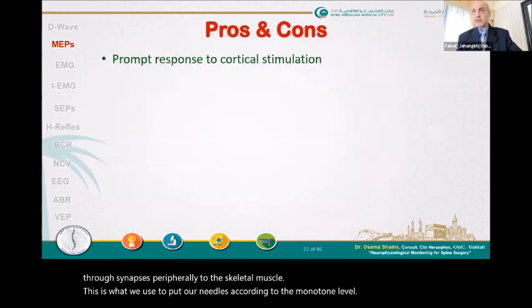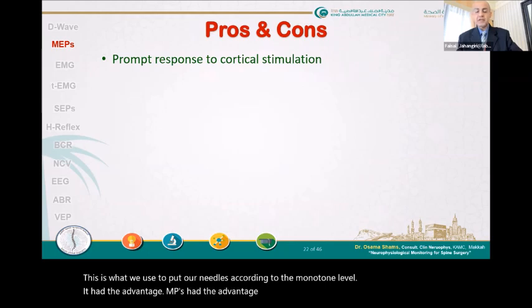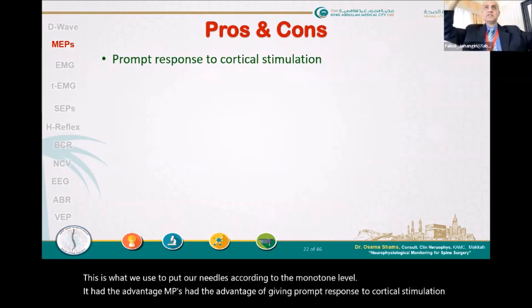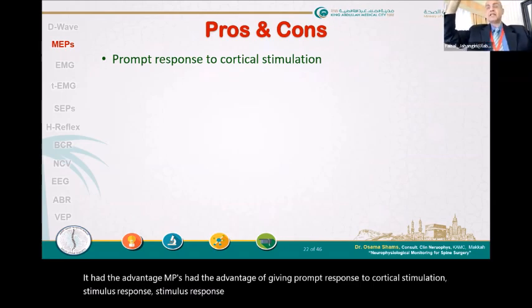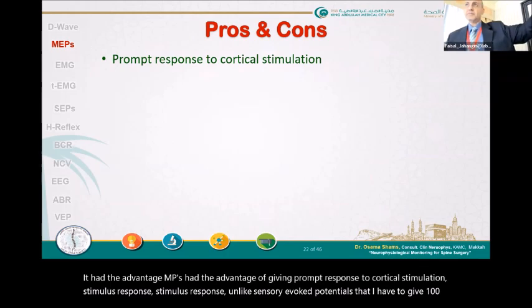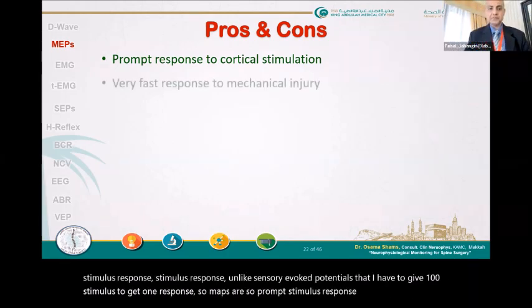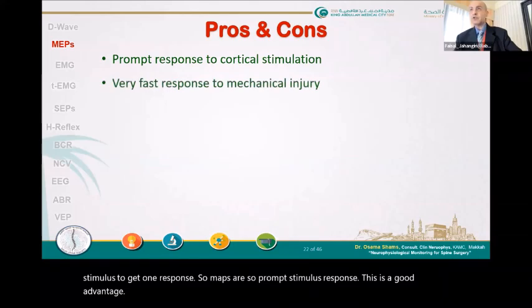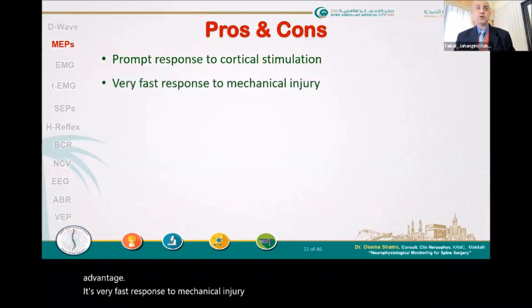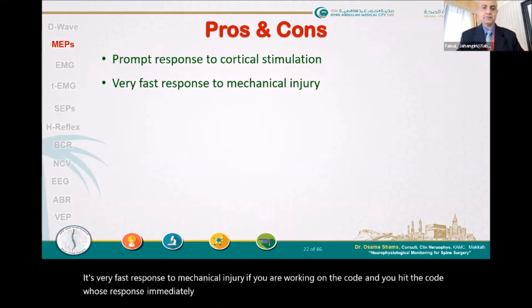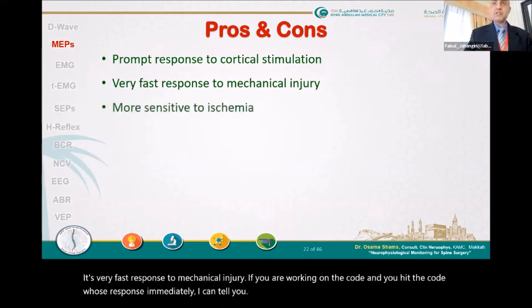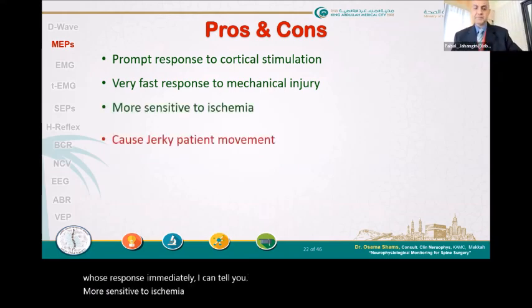MAPs have the advantage of giving a prompt response to cortical stimulation: stimulus, response, stimulus, response. Unlike sensory evoked potentials, where I have to give 100 stimuli to get one response. So MAPs are very prompt, and this is a good advantage. It's a very fast response to mechanical injury. If you are working on the cord and you hit the cord, I can tell you immediately. It's also more sensitive to ischemia than sensories.